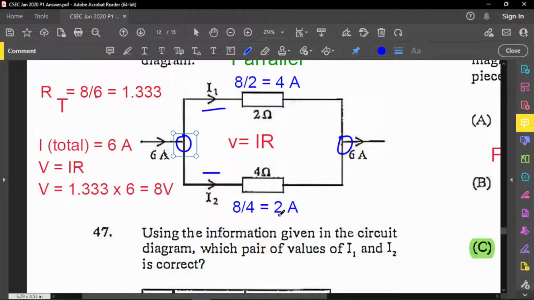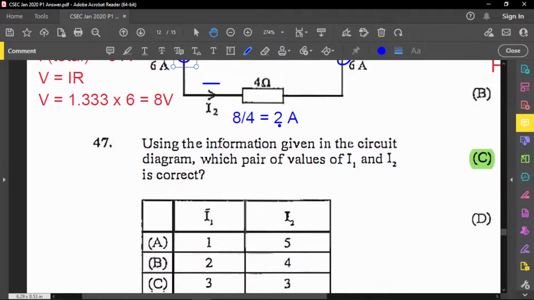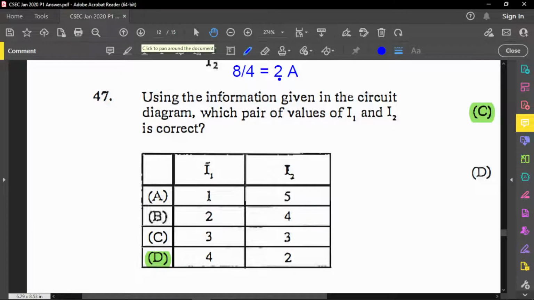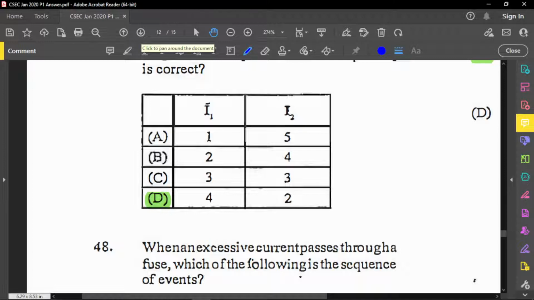All right, so let's jump to the next question now. Question number 47. Using the information, no, sorry, I'm jumping. This is 47, just answer. Yeah, so it's 4 and 2 respectively. So these are the options.